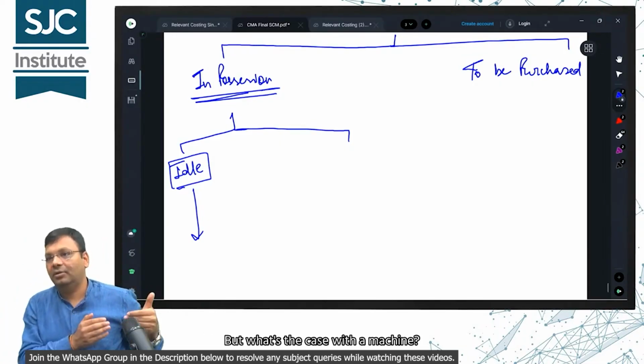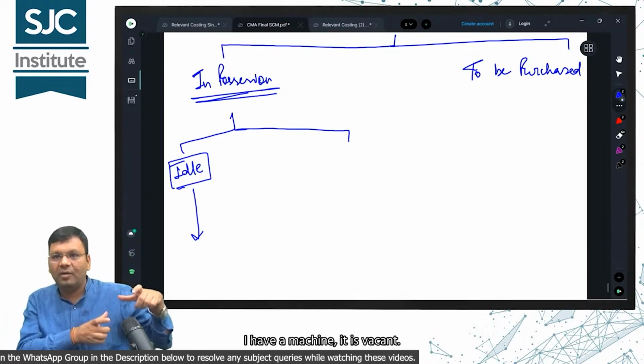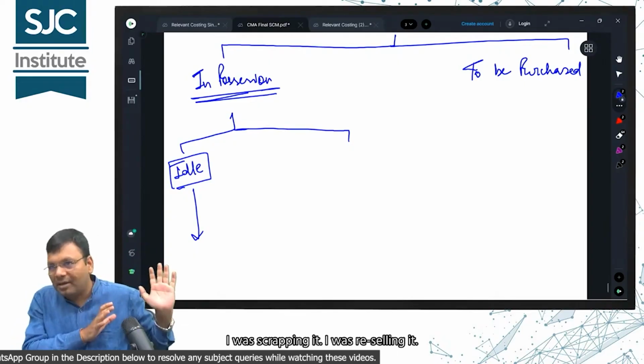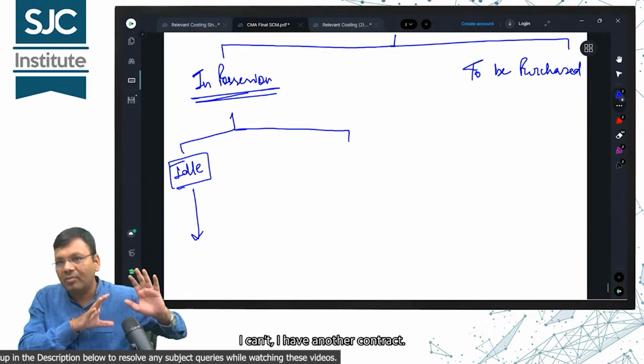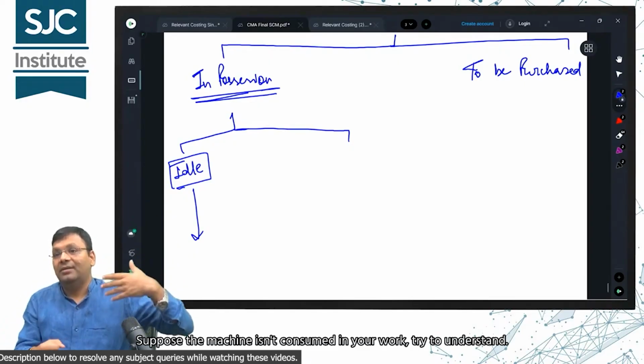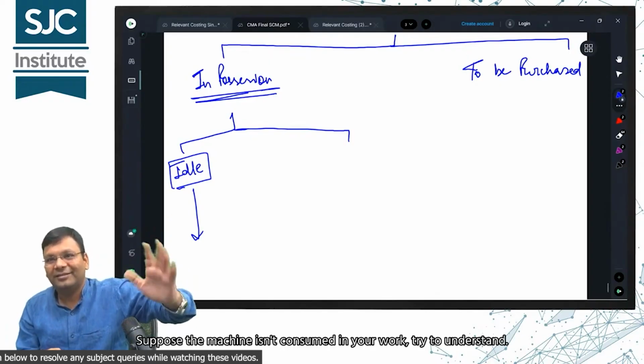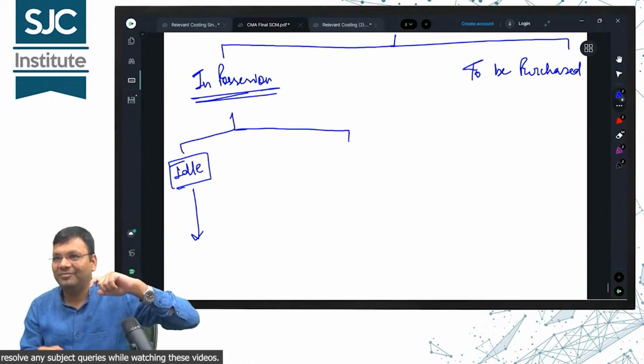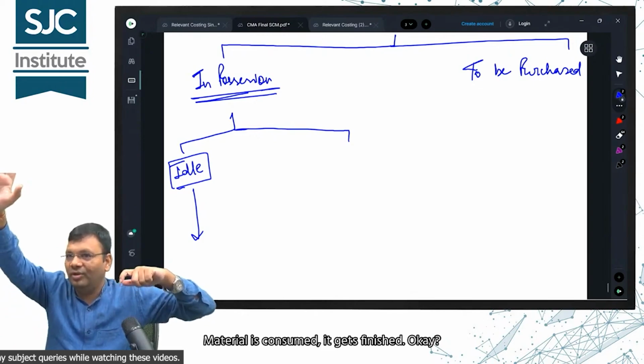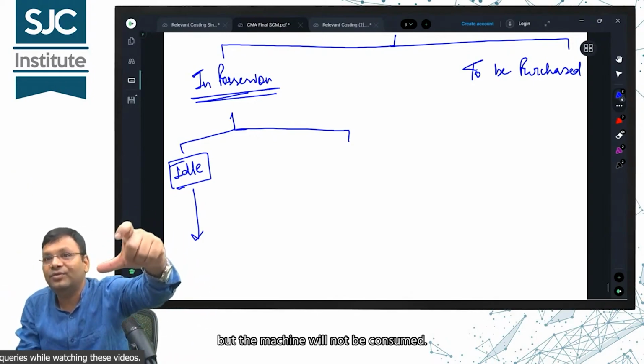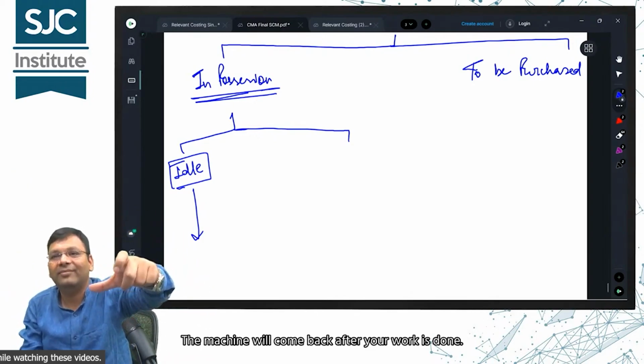But what's the case with a machine? I have a machine, it is vacant. I was scrapping it, I was reselling it. I can't, I have another contract. Suppose the machine isn't consumed in your work, try to understand. Material is consumed, it gets finished, okay? But the machine will not be consumed. The machine will come back after your work is done.